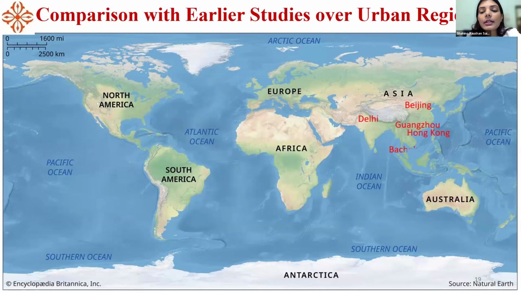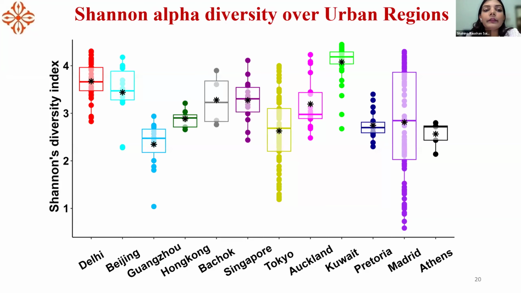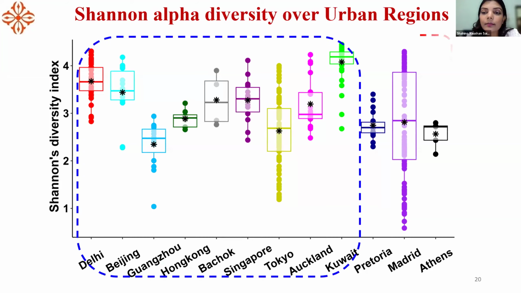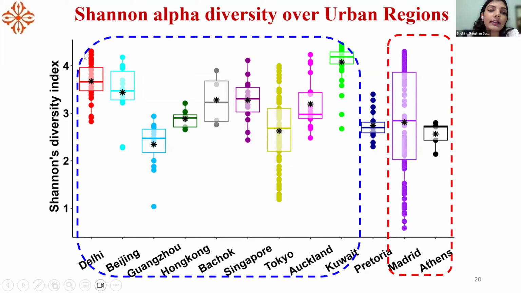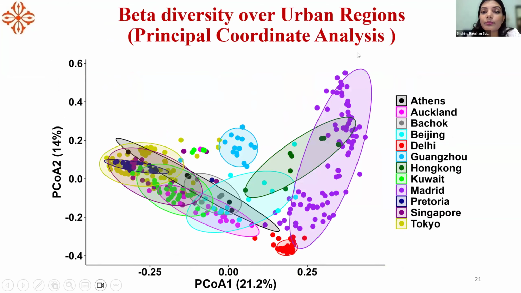To compare our study with studies performed in different parts of the world, we downloaded and analyzed next generation sequencing data from different countries. And we found that Delhi was one of the leading places with high diversity of bacteria. And then when we performed the beta diversity plot to see how distinct these populations were, we found a completely distinct cluster of bacteria for Delhi's population, which is pathogenic in nature.